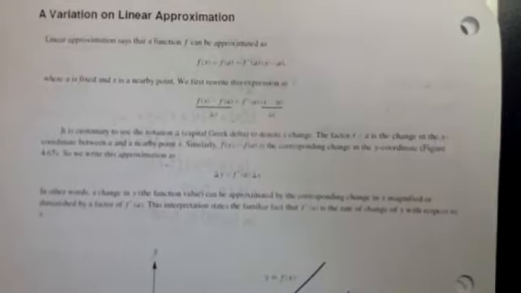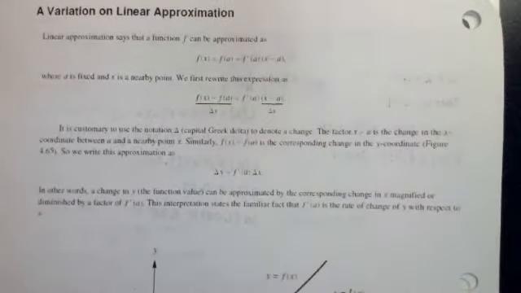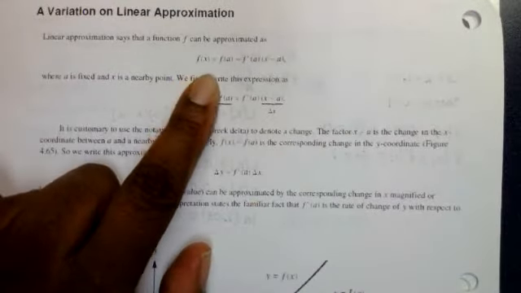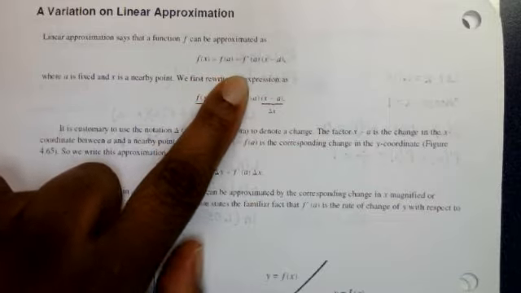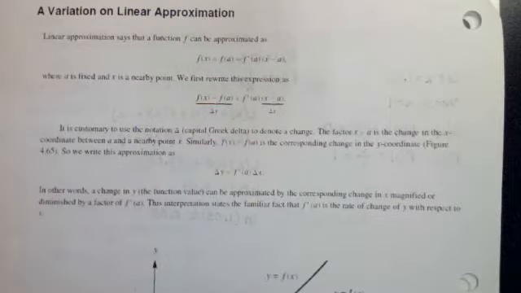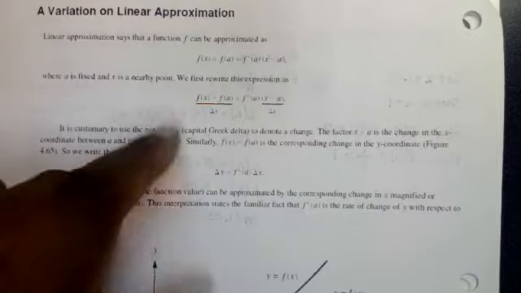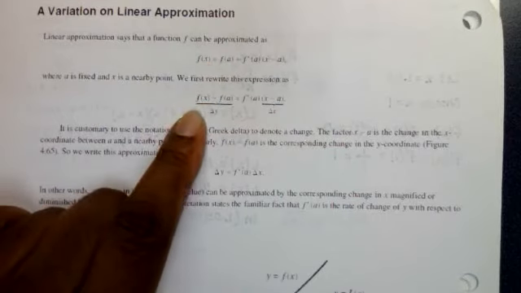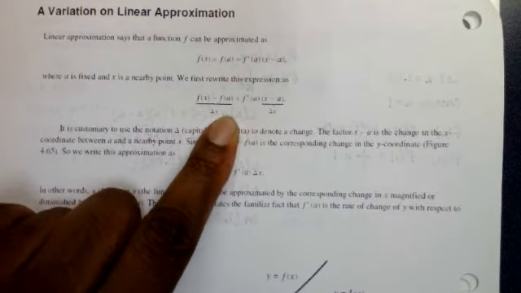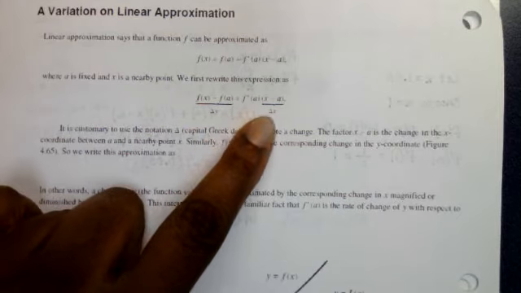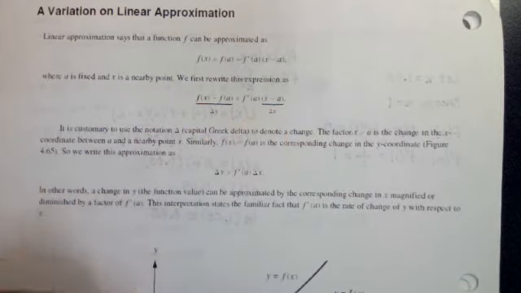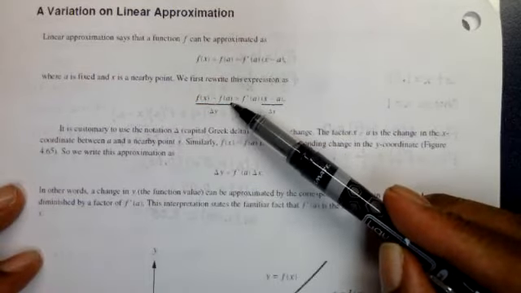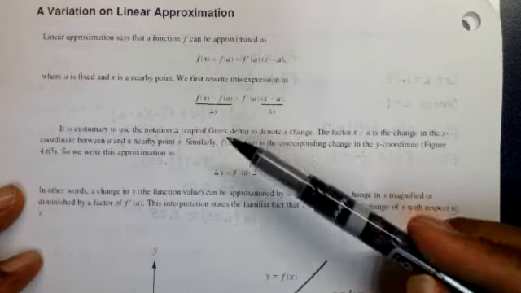Linear approximation says that a function f can be approximated as this. f of x is approximately f of a plus f prime of a times the quantity x minus a. a is fixed and x is a nearby point. Here we can rewrite this as this. If I take that f of a and move it over to where f of x is, I'm going to have f of x minus f of a, and that's approximately equal to f prime of a times the quantity x minus a.